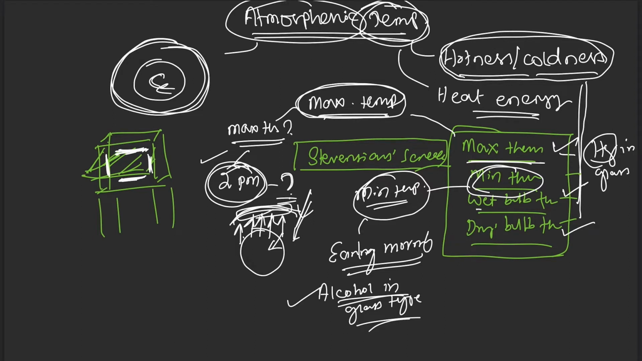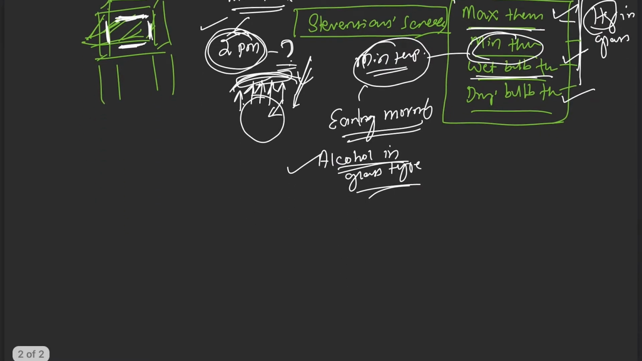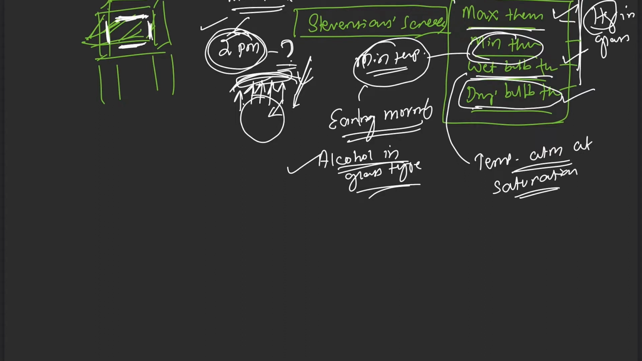Then the wet bulb thermometer measures the temperature of the atmosphere at saturation point, okay. When the saturation level is reached, that means when there is enough water vapor in the air, the temperature of the atmosphere at that point is measured by the wet bulb thermometer. And the dry bulb thermometer measures the instant air temperature, the dry air temperature, okay.